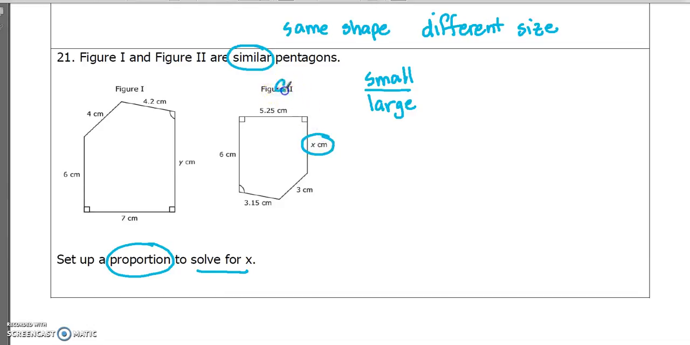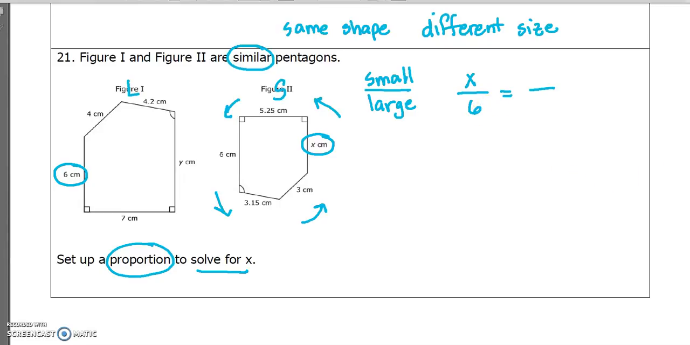Instead of figure 1, I'm going to put a big S here for small and a big L for the large. So this is on the small one, so I'm going to put it up here in the numerator. And I have to find the corresponding side in the large. If you see this pentagon right here, it has been rotated. If I rotate it in this direction, hopefully I can see that I can flip it around to where then it'll look like this. So this x is going to be in the same location as this 6. That means my x is on my small and the 6 is on the large, so the 6 goes in the denominator.